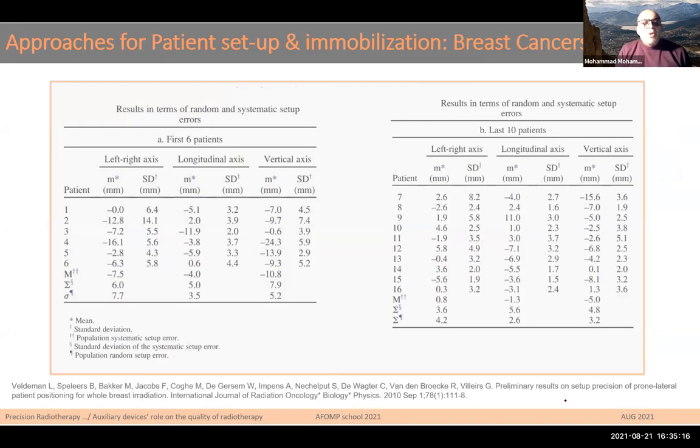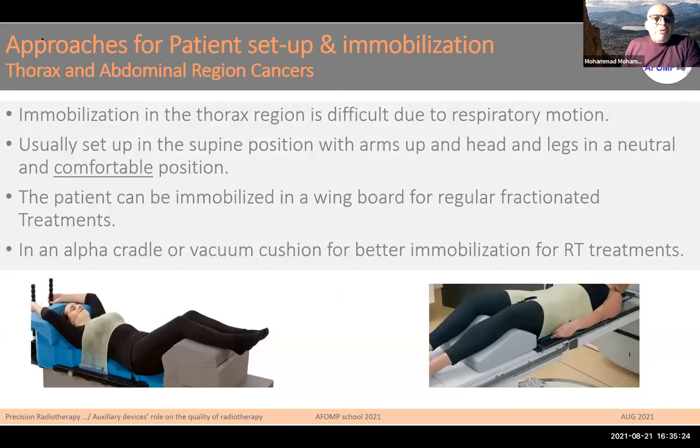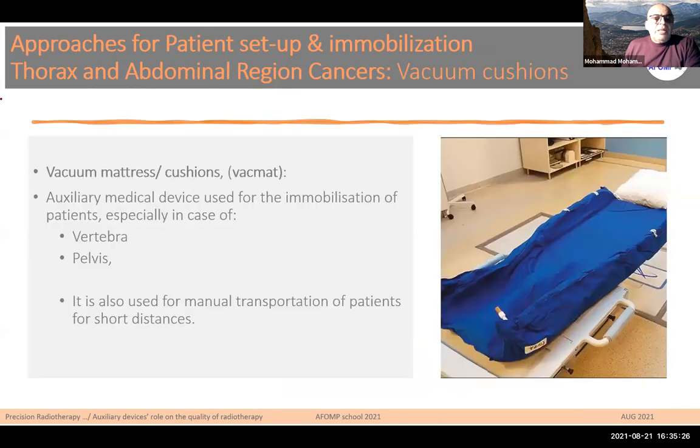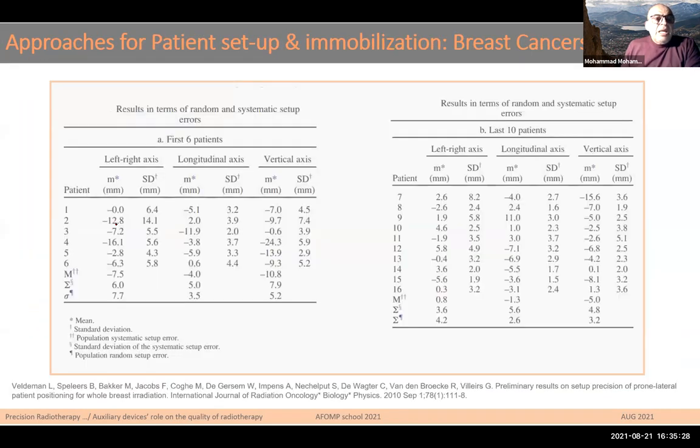These are results for two different techniques used for breast, prone and supine. You can see here 12.8 is the maximum here, and 11.9 and 24.3 millimeter. And here the result is much better for prone cases compared to the supine one.